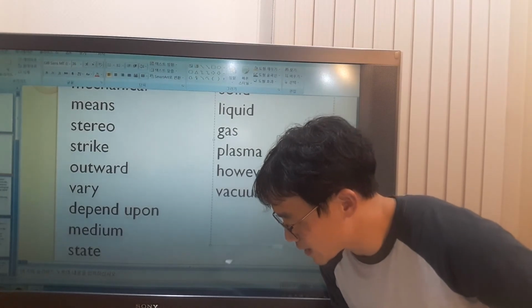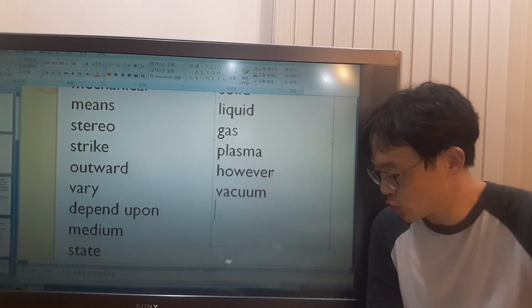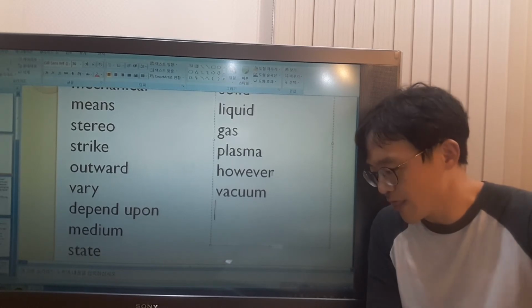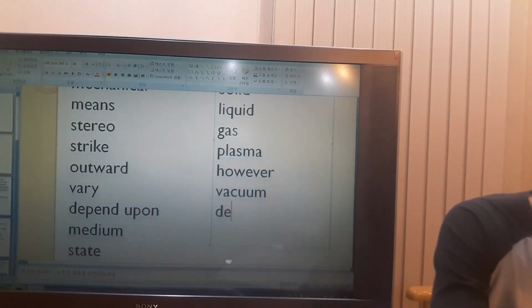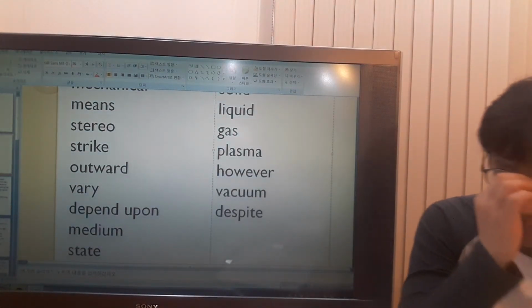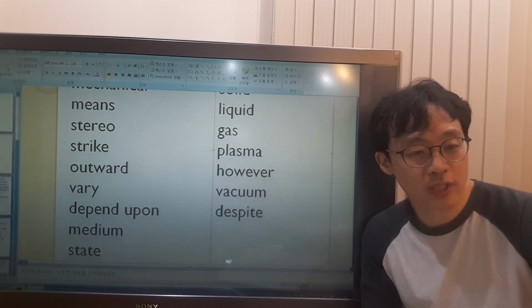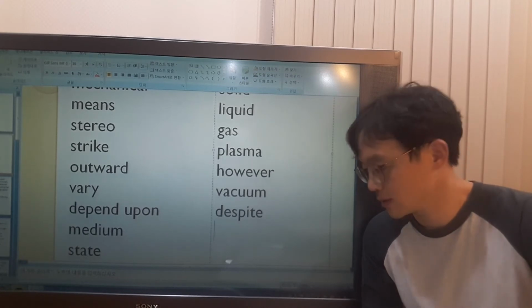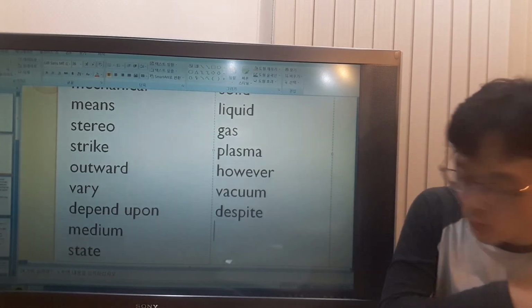So please remember that despite Hollywood's best efforts to prove otherwise in numerous science fiction movies, there's no sound in space. Despite, what does that mean? Despite means after the thing you say, the content of the main clause is surprising. That's what it means, okay? Despite Hollywood's best efforts to prove otherwise.